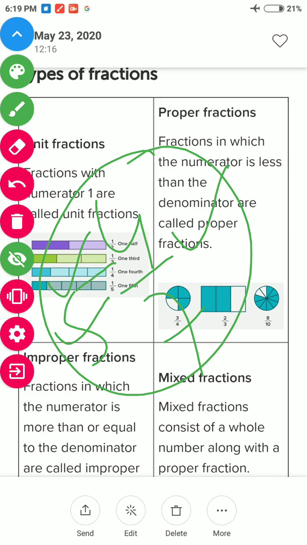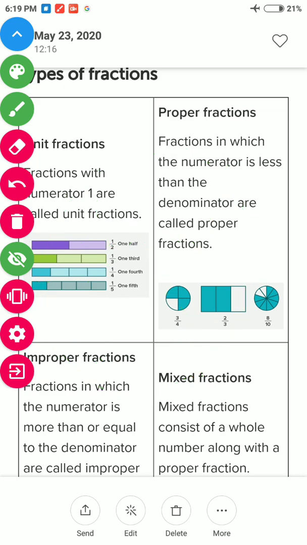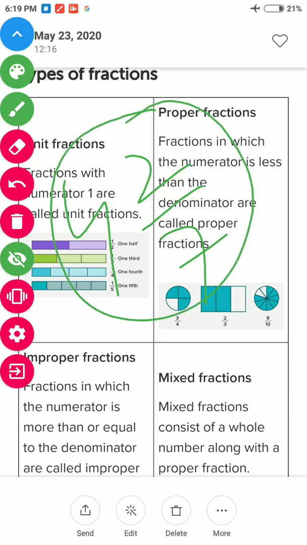Another example for a mixed fraction is, dear students, 4 is a whole number, 2 divided by 7 is a proper fraction. Proper fraction means where the numerator is less than the denominator. Therefore, this is called the mixed fraction. A mixed fraction is the combination of a whole and a proper fraction.